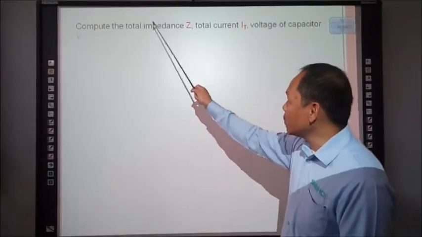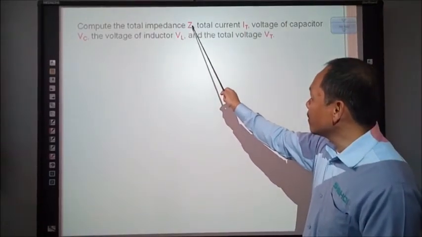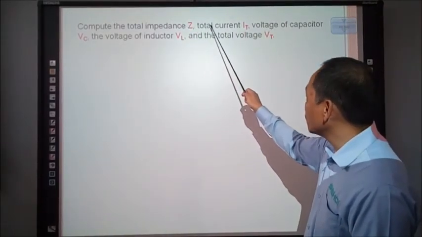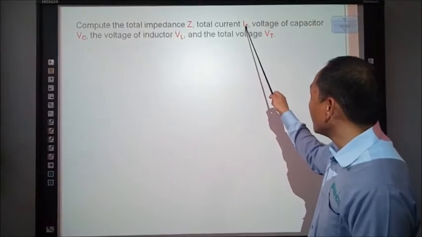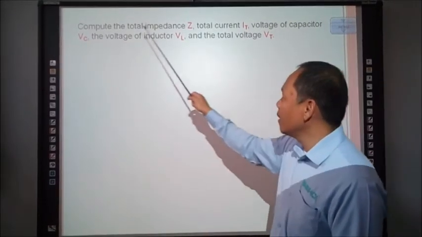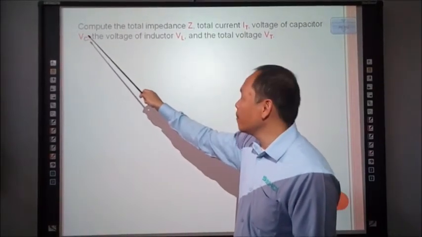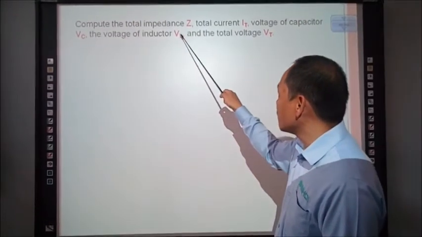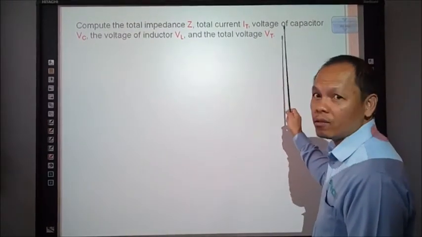Next, compute the total impedance. The symbol is Z. Total current, the symbol is IT. Voltage of the capacitor, the symbol is VC. The voltage of the inductor, the symbol is VL. And the total voltage, VT.